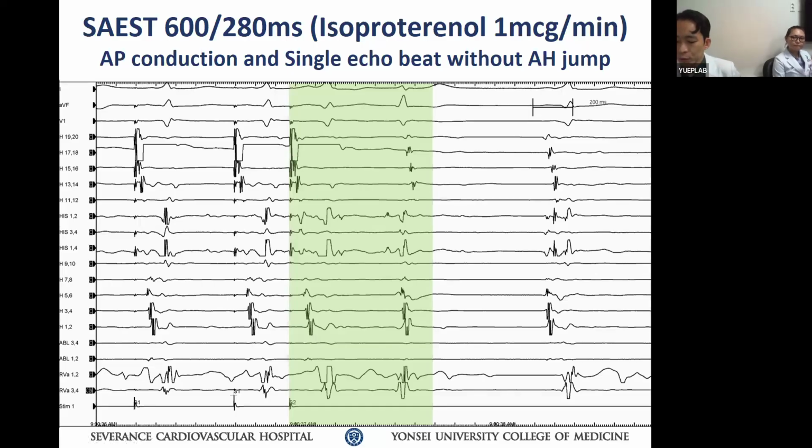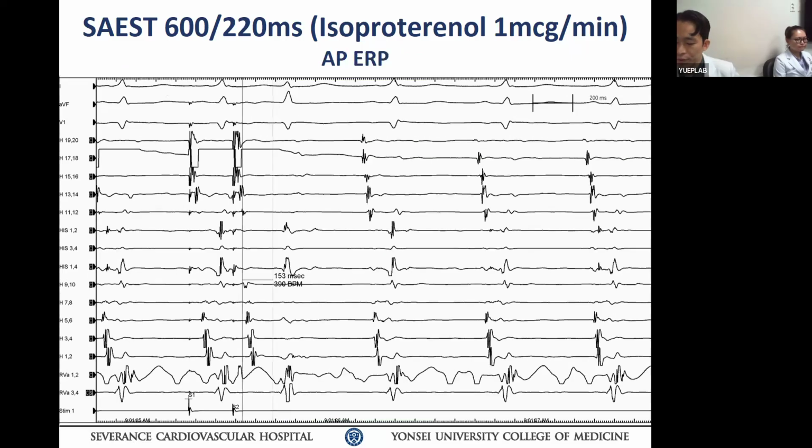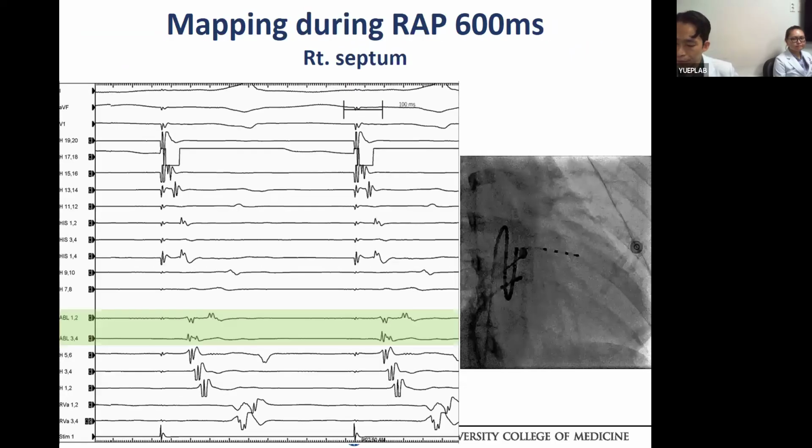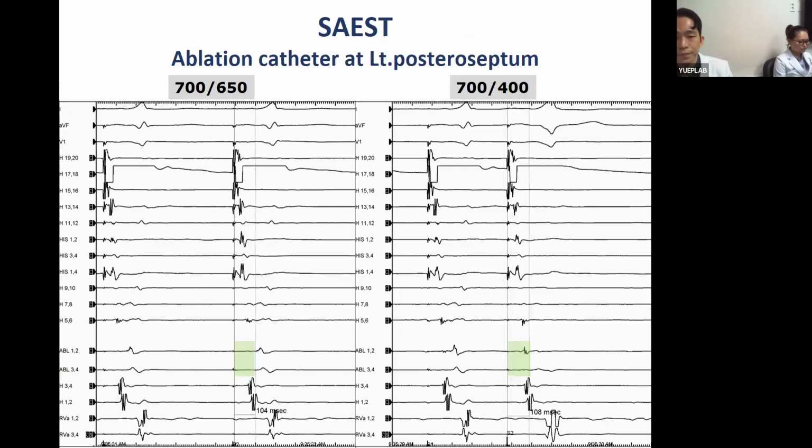At 628 milliseconds, we can see the beat again. Because there's a question in conduction until 630 milliseconds. We reach the accessory pathway ERP at 820. So we start the mapping using the ablation catheter at the right side, and there was no settlement. So once the transseptal puncture was done, that's the in the side.